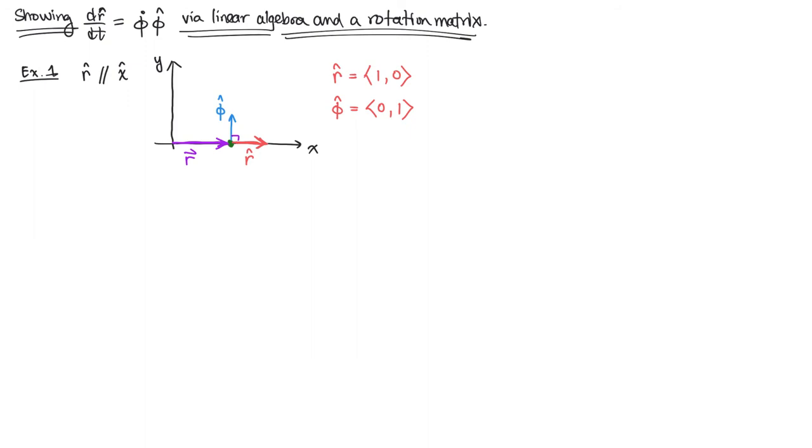So we can also see that phi hat is equal to r hat rotated by 90 degrees, pi over 2 radians. Okay, and this statement, rotated by some angle, can be represented in linear algebra as multiplied by a rotation matrix.